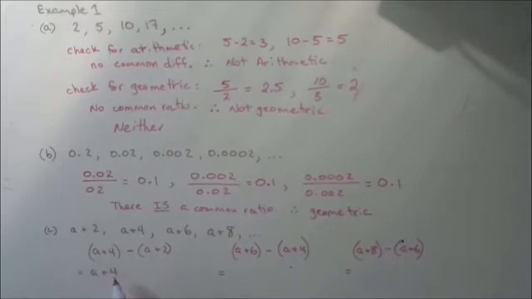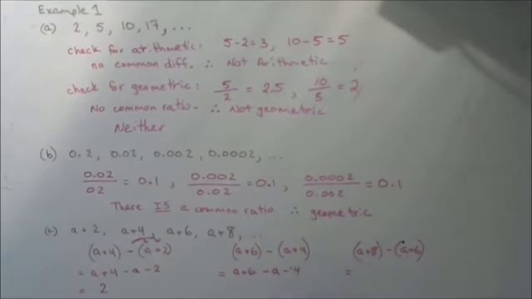A plus 4, and this negative is going to distribute to both terms in the binomial. This whole term is getting subtracted, so I've got minus a minus 2. A minus a is 0. 4 minus 2 is 2. Here we have a plus 6 minus a minus 4. A minus a is 0. 6 minus 4 is 2. And here we have a plus 8 minus a minus 6. And that's 2. All right.